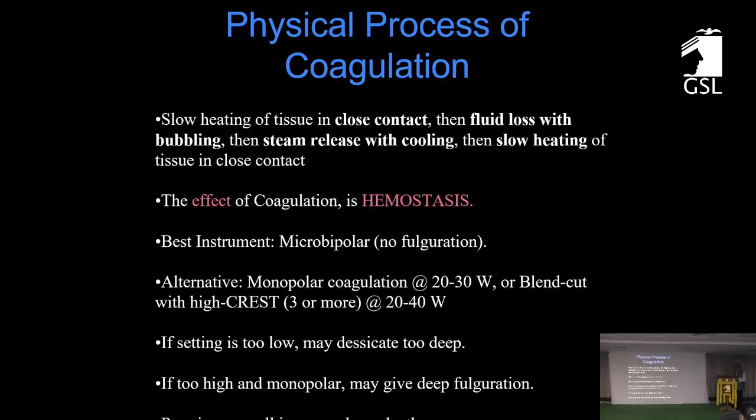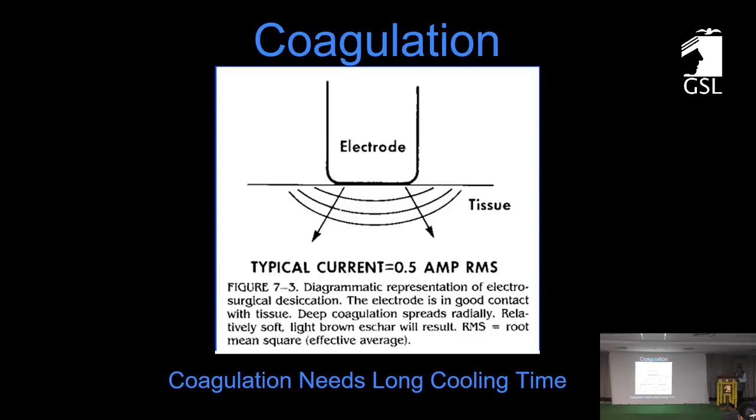An alternative is monopolar coagulation at 20 to 30 watts or blend cut with high crest at 20 to 40 watts. If the setting is too low, it may desiccate and be too deep. If too high, the monopolar may give deep fulguration. So here is the coagulation. Can you see the electrode which is in contact with the tissue? It has to have a good contact, and deep coagulation spreads radially.